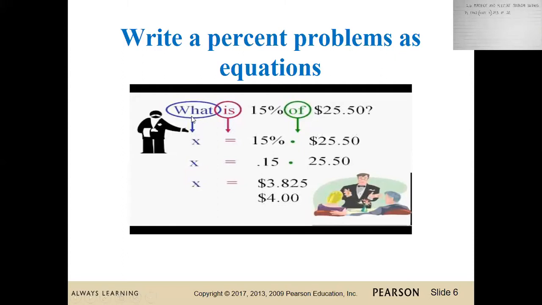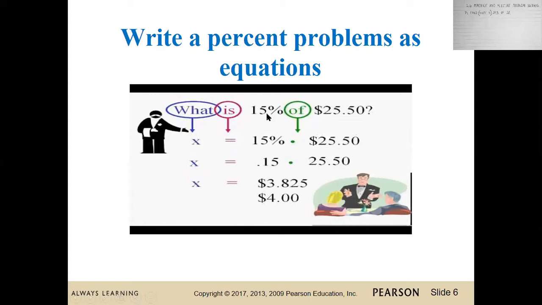The first one is the word what. Sometimes it'll be like what number, what percent. Anytime you see the word what, you know that's what you're looking for. So that's going to be the missing part of the equation, okay? And that's where you would use your variable. The most common variable you're going to use is x. The other key word is is. Anytime you see the word is, that's your cue to put an equal sign in the equation.